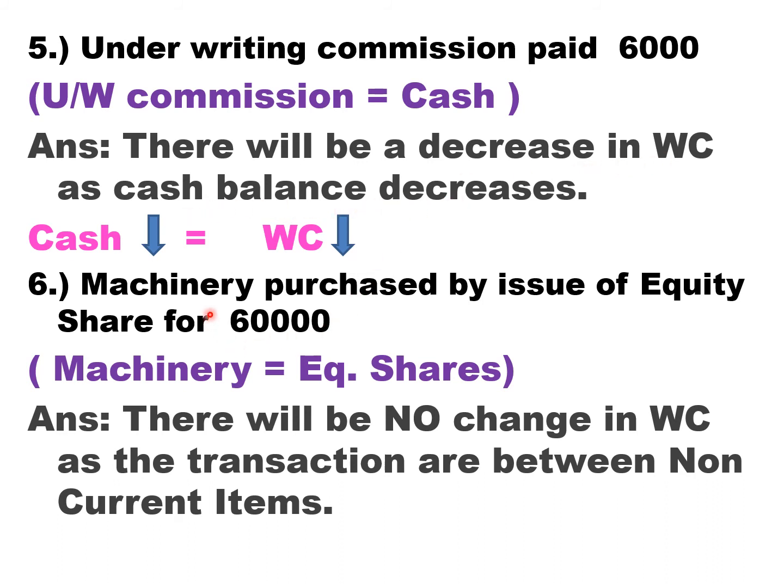Sixth one, machinery purchased by issue of equity shares for rupees 60,000. That means machinery comes, shares goes. The machinery is purchased and for that no payment is made by cash, instead shares are issued. So the transaction is between machinery and equity share. Equity share is a non-current liability. Machinery is a non-current asset. Non-current, there will be no change in working capital. So there will be no change in working capital as the transaction is between non-current items.